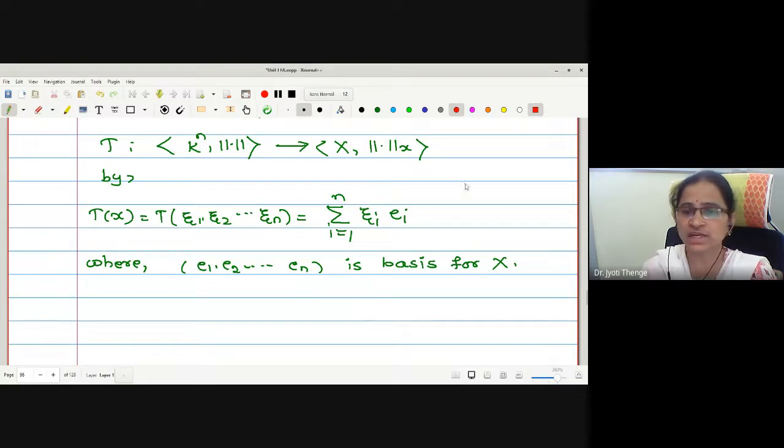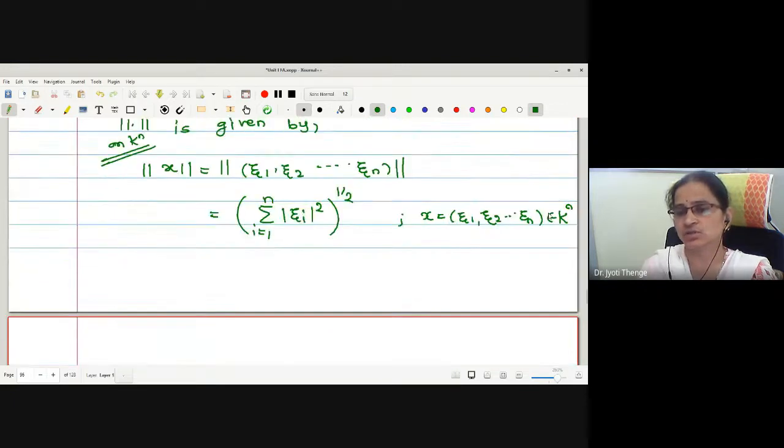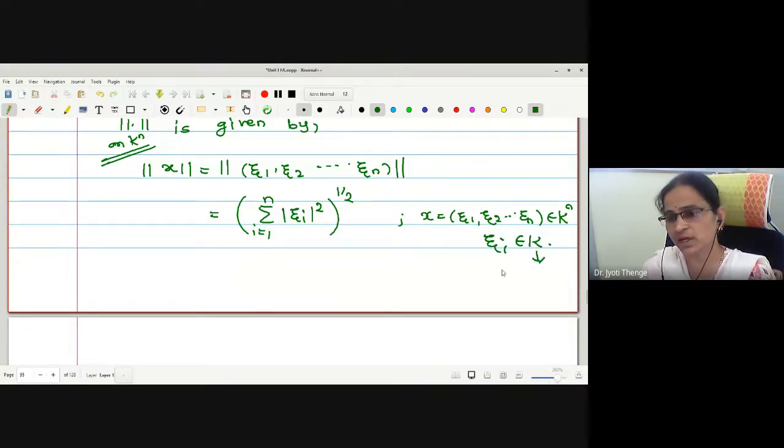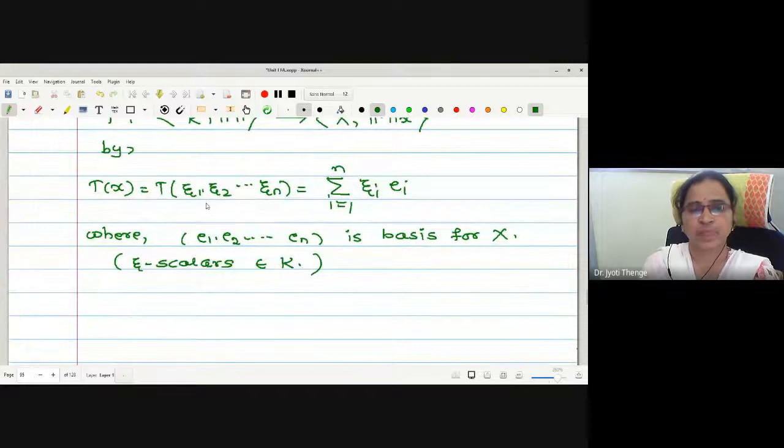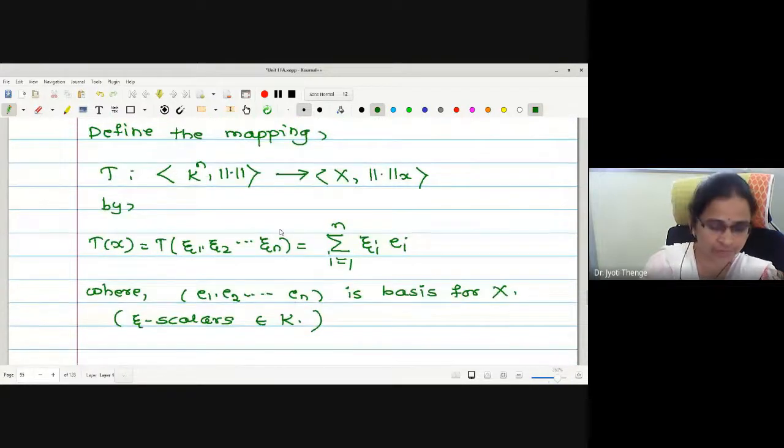Okay. What about zetas here? Can I say these zetas are scalars? Zetas are the scalars, no? Why? Because those belong to K. Correct or not? If zeta 1, zeta 2, zeta n belongs to Kn, what about zeta i? Zeta i belongs to K. Therefore, K is the scalar field. Therefore, all these zetas must be scalars. These are not the vectors. These are the scalars we were using. This is the mapping defined. Okay. Any difficulty with the mapping?